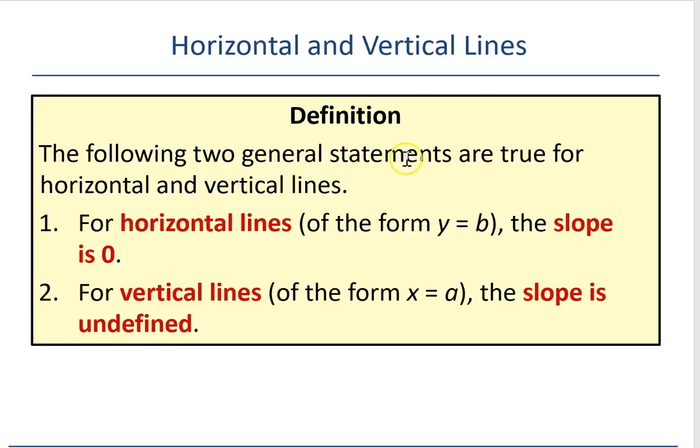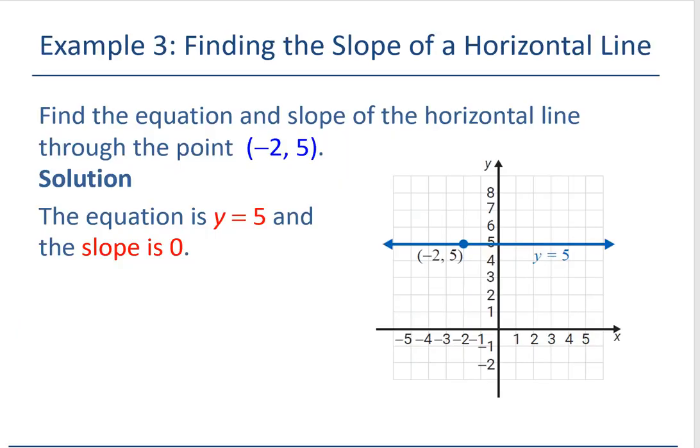The following two general statements are true for horizontal and vertical lines. For horizontal lines of the form y equals b, the slope is 0. For vertical lines in the form of x equals a, the slope is undefined. The reason being, and I'll show you this: find the slope of the horizontal line through the point -2, 5. Well, the equation is y equals 5 and the slope is 0.